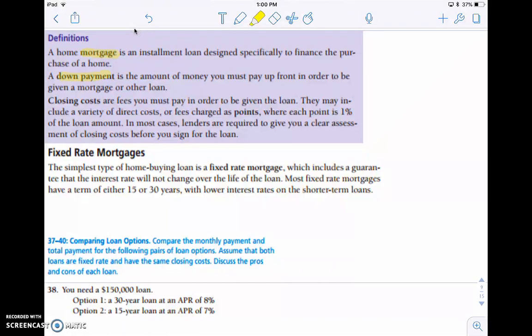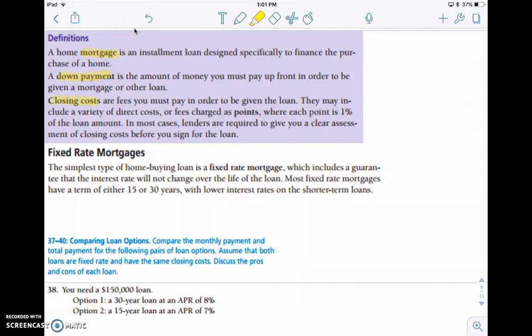In those, you have a down payment, and that's the amount of money that you must pay up front in order to be given a mortgage or other loan. It's just like in a car or anything else. A lot of loans like to see about 20% down, so you don't have to have what's called private mortgage insurance. It's not something you need to know here, but 20% is in some places kind of a magical number, but the majority of places will ask you to put down at least 1%.